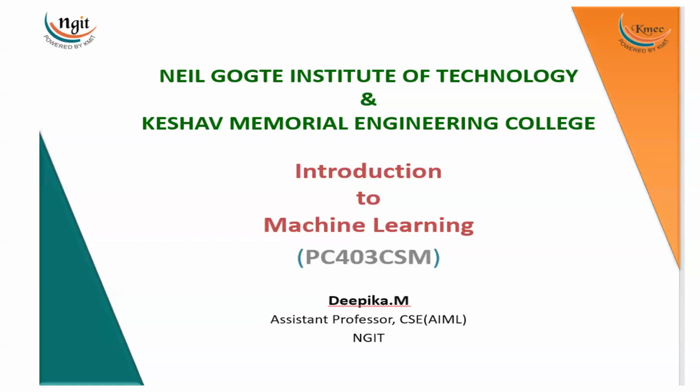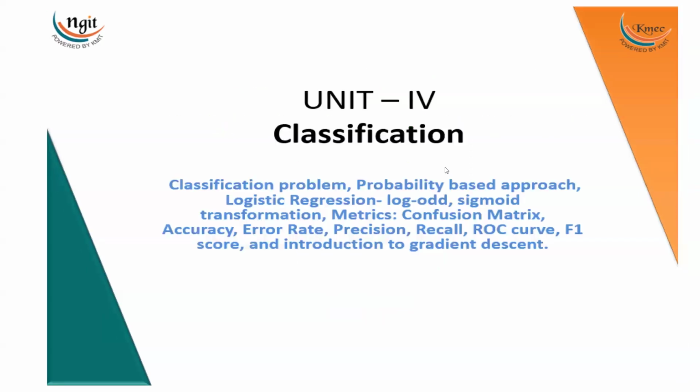Good morning, everyone. Today, I'm going to discuss an important concept in classification, that is the confusion matrix. Whenever we implement a classification model, whatever the algorithm may be, at last, how are we going to say that the algorithm is the best model? For that, we have to evaluate a classification algorithm, and for that, we use a matrix called the confusion matrix.